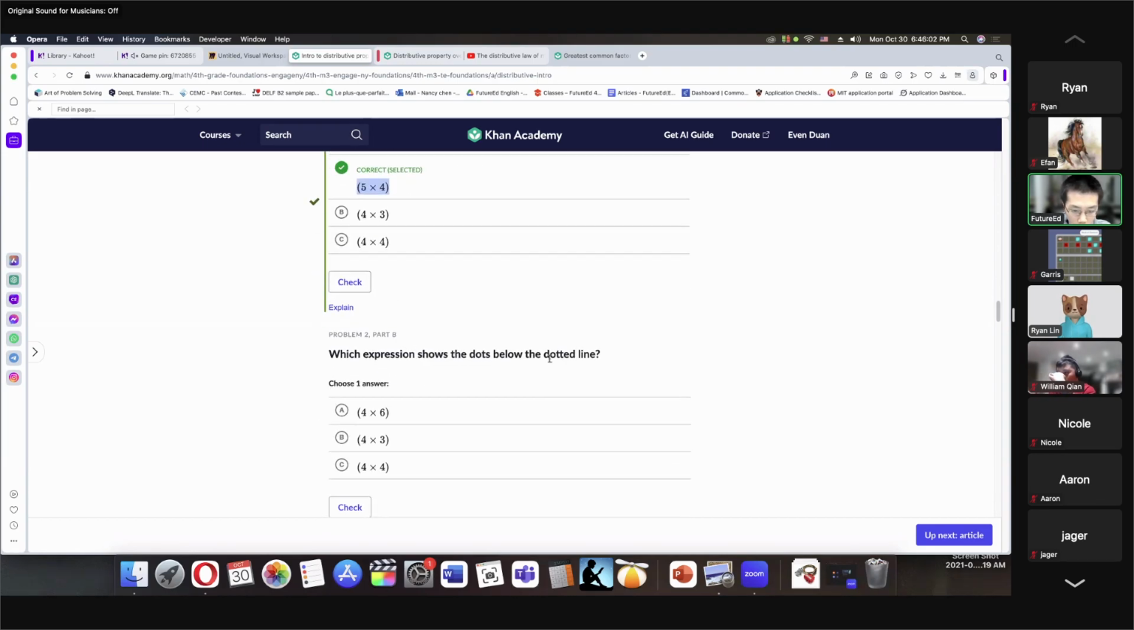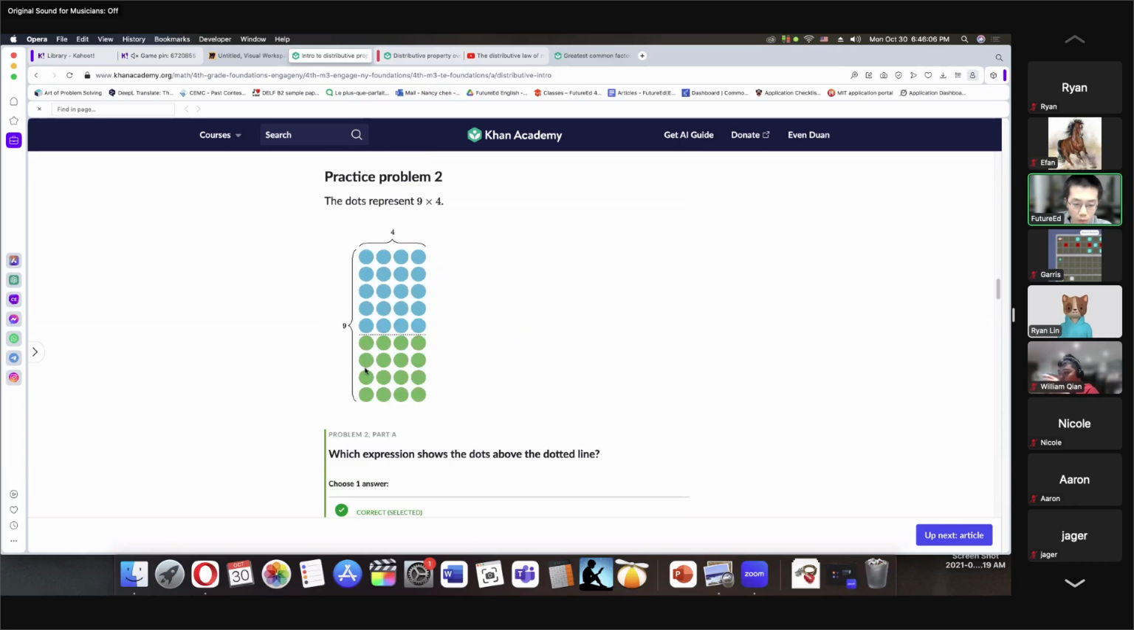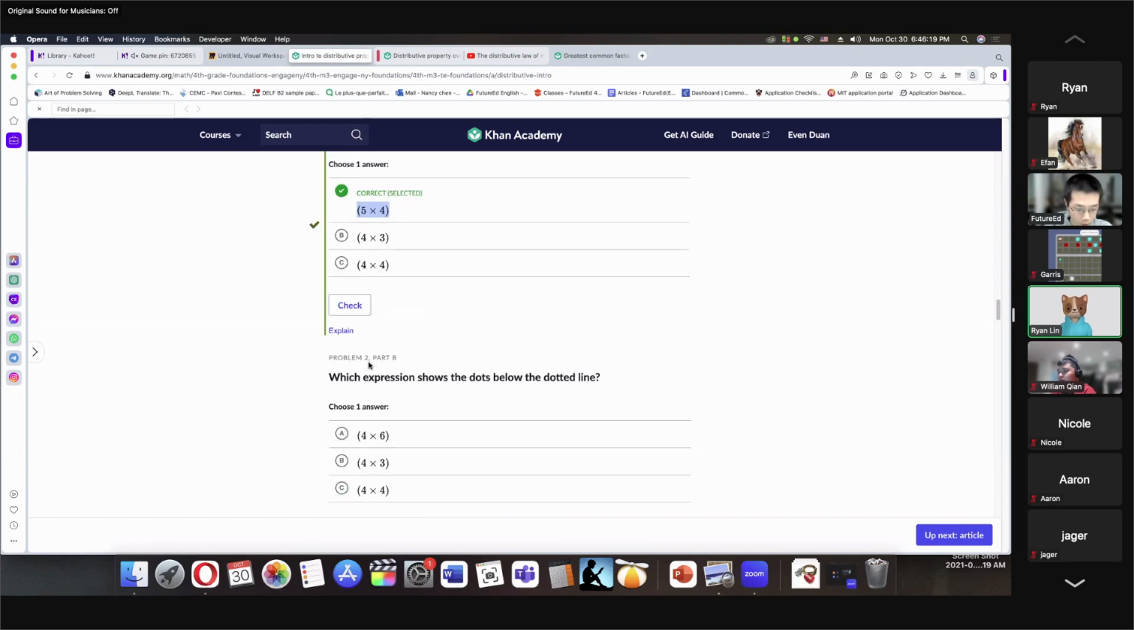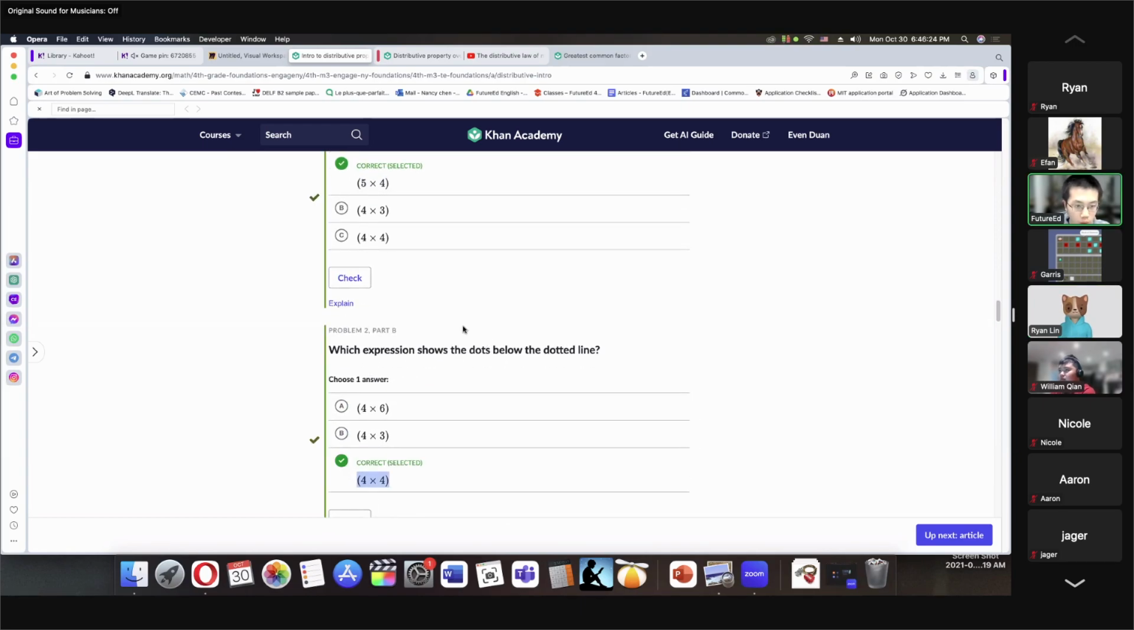What about the dots below the dotted line? Without looking at the answers, Ryan, Lynn, can you tell me what it is? Can you count the green dots or find an expression? So the green side, the green dots, yes. 4 times 4. 4 times 4, awesome. So this one is also 4 times 4.